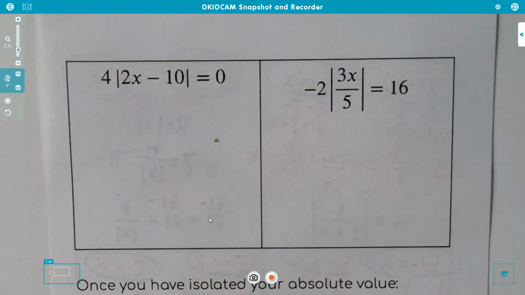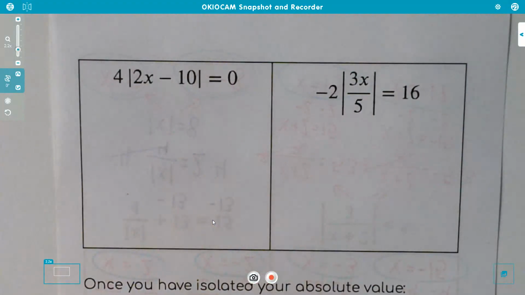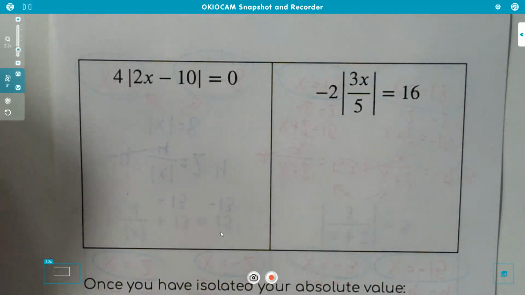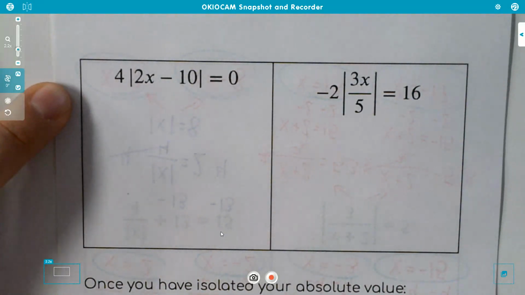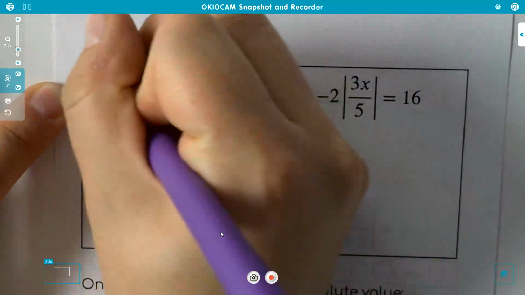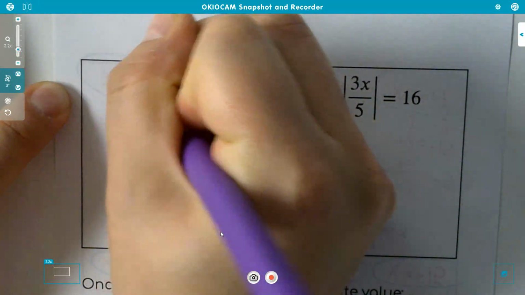Hey. What do you notice about this next one? 0. It's equal to 0 right now. Okay? We haven't solved for x yet, but it's currently equal to 0. So let's start solving this one. What is outside my absolute value? 4. So I'm going to get rid of my 4 by dividing. So I'm going to divide both sides by 4.